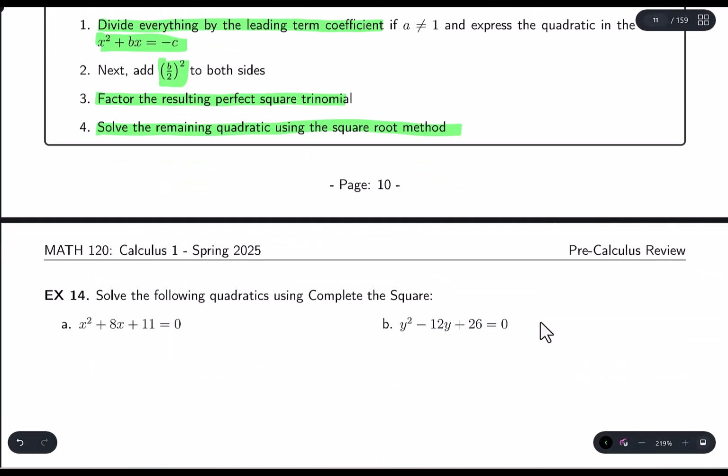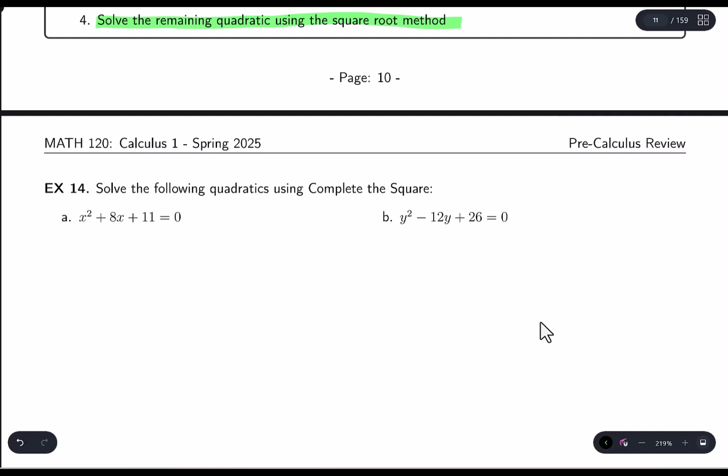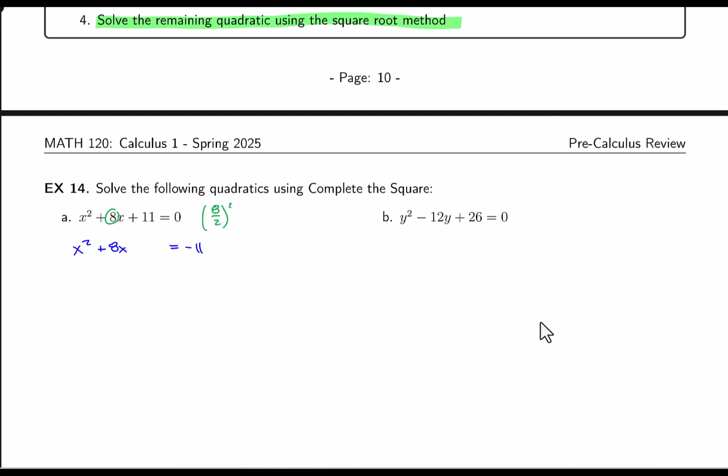All right, let's take a look at some examples here so you can see how it's done. Now, the first one, what I have here is the leading term coefficient's already 1. That's great. The middle term is even. That's really good. All I need to do for setup is just move that 11 to the other side. All right, now, the magic term. So if I take the b term, which is 8, divide it by 2 and square it. So 8 over 2 is 4, 4 squared is 16. I just add 16 to both sides of the equation.